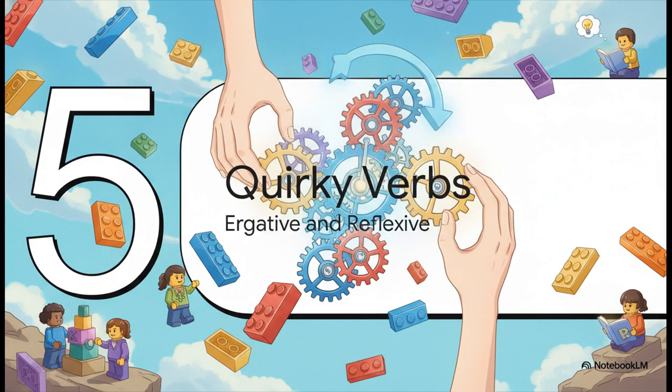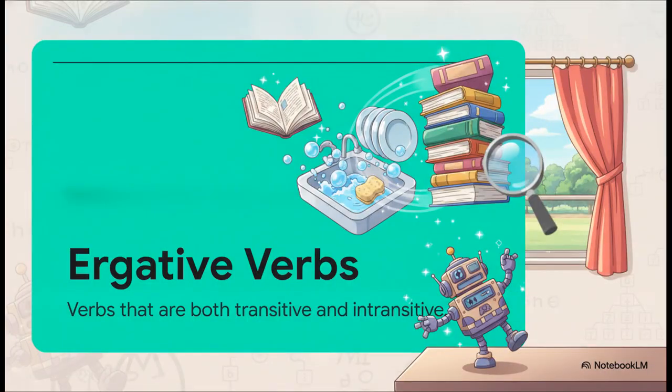And finally, Section 5, Quirky English Verb Rules. Let's take a look at some of the really unique trick pieces in our Lego set, starting with something called ergative verbs. Now, I know ergative verbs sounds highly technical, but they are actually a hilarious bit of English where inanimate objects suddenly seem to just take action entirely on their own.